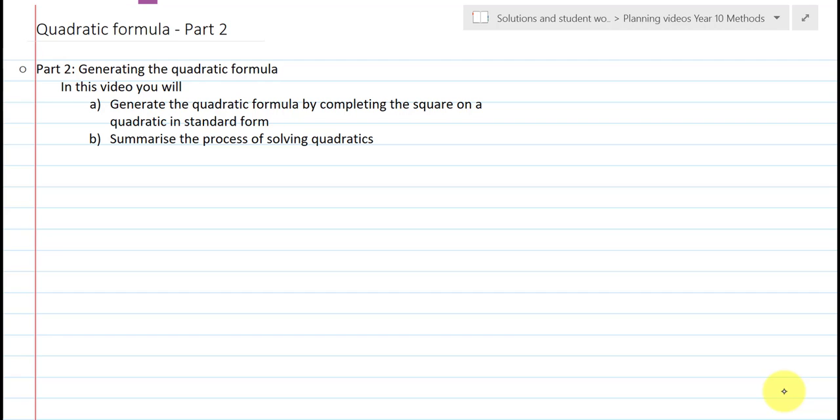Formula part 2. In this video I'm going to show you where the quadratic formula comes from. I'm going to derive that formula.